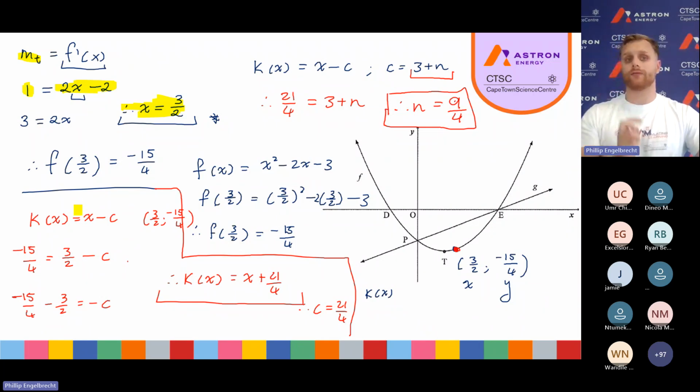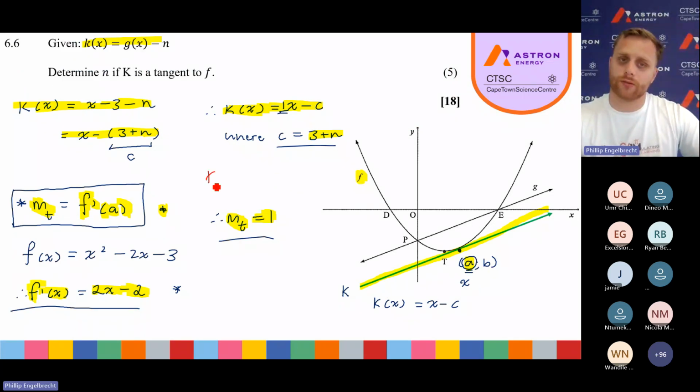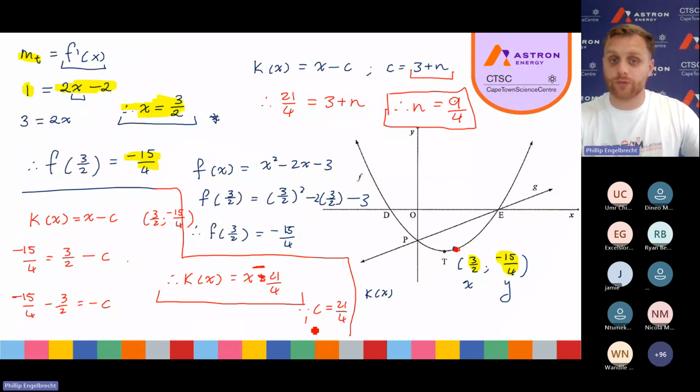Now, you solve for y. I get that x is equal to 3 over 2 over here. Then I find the y value by substituting it into my function, and I get this. Then I find c, and I get that c is positive 21 over 4. Remember, k of x was equal to x minus c, and c is positive 21 over 4. So therefore, the straight line is x minus 21 over 4.